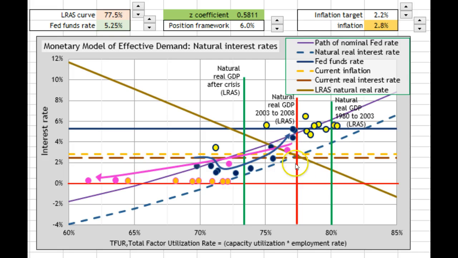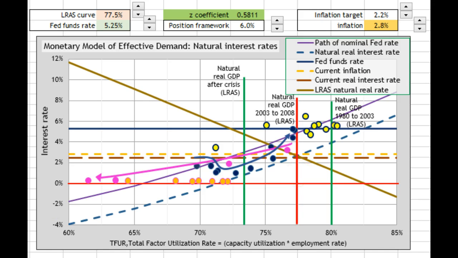So when the current real interest rate is where these lines cross, you have price stabilization in terms of real interest rates. And we can see that the Fed rate, that purple line with the nominal Fed rate, is just a little bit above where it needs to be. It's a little bit above because the inflation rate is 2.8. Okay, so that's where we were in third quarter 2006.